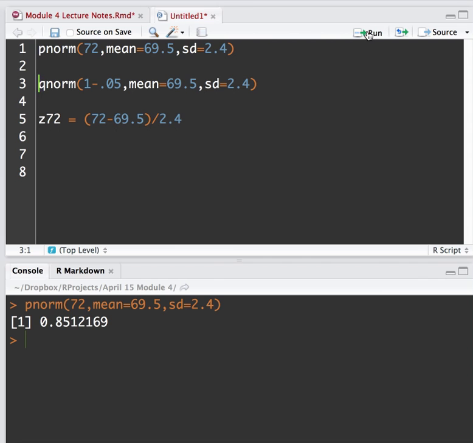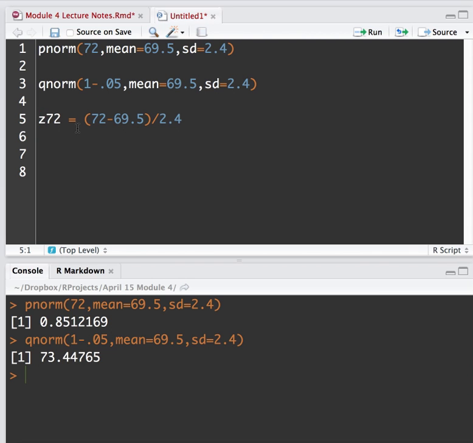And let's run that. So it says what you'd have to do is make the doors 73.45 inches tall in order to avoid having anybody but the top 5% bend over.